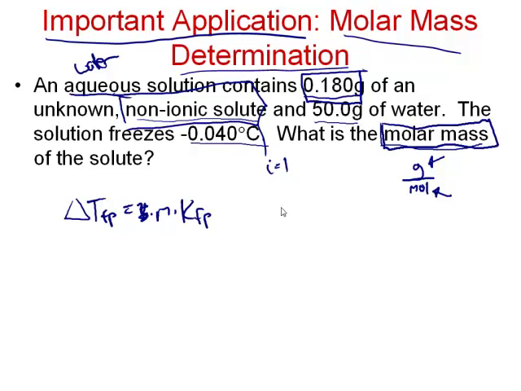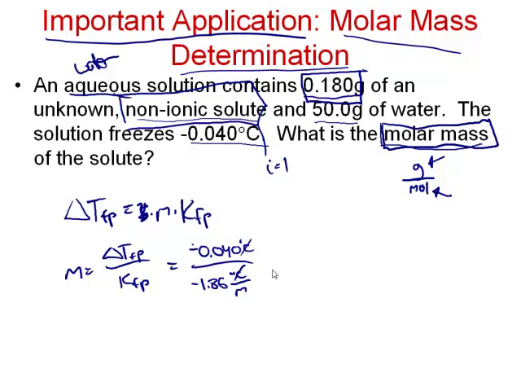I don't know the moles yet. I can't solve directly for the moles, but I can solve here for molality. So the molality of the solution is going to be the change in freezing point, delta T Fp, divided by K Fp. If I plug in what I know, the change in freezing point is negative 0.040 degrees Celsius. For water, K Fp has a value of negative 1.86 degrees Celsius per molal. The degrees Celsius cancel out, and I get the molality of the solution. 0.04 divided by 1.86 gives me 0.0215 moles of the solute per kilogram of water.